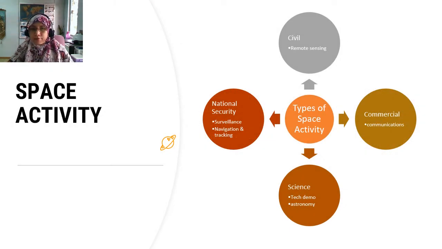Okay, there are 4 types of space activity. For the civil, the most common utilization of the satellite is remote sensing. So remote sensing satellites located in high altitude enable the sensors and cameras to see a broad area and report very fine details about the weather, the terrain, and the environment.